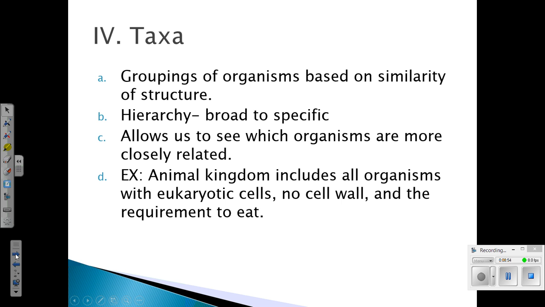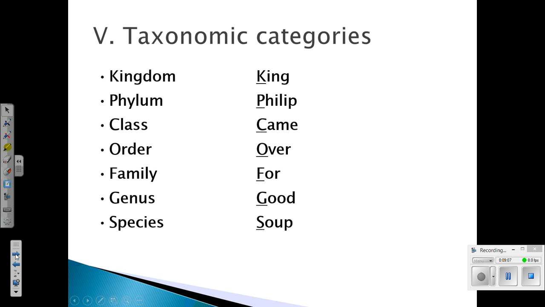So for example, to be part of the animal kingdom, you have to have eukaryotic cells, you have to be a heterotroph, and no cell wall. That's all it takes to be in the animal kingdom. So here's the category. So we start with the kingdom. There's 6 of those. And then the phylum really depends on what kingdom you're talking about. But for the animal kingdom, this would be, do you have a backbone or not?